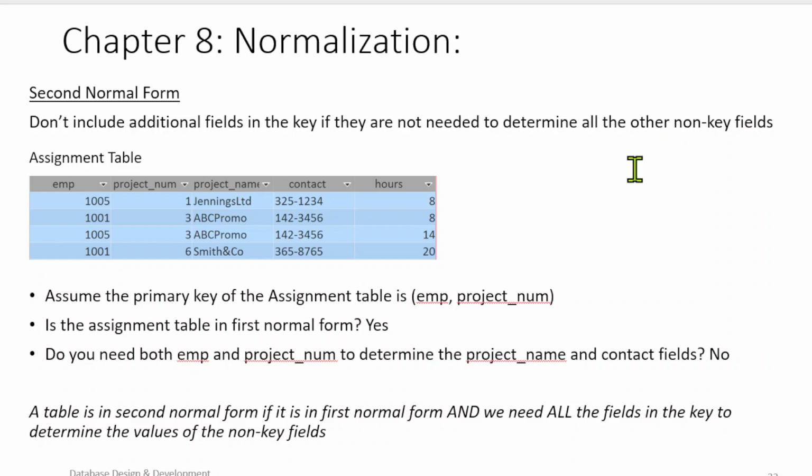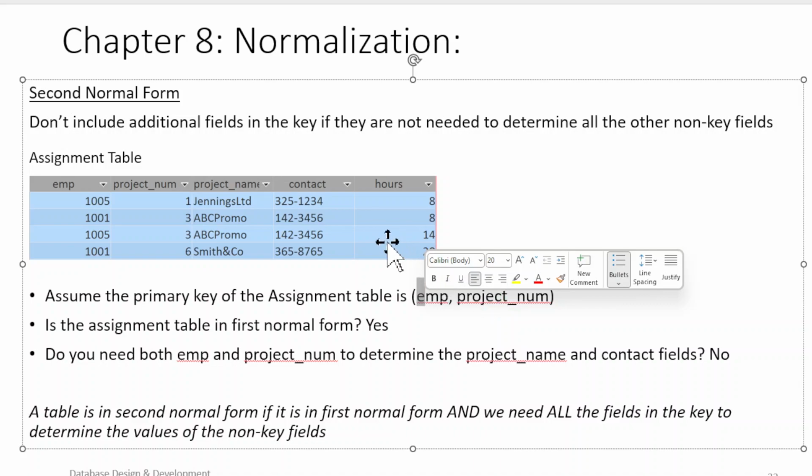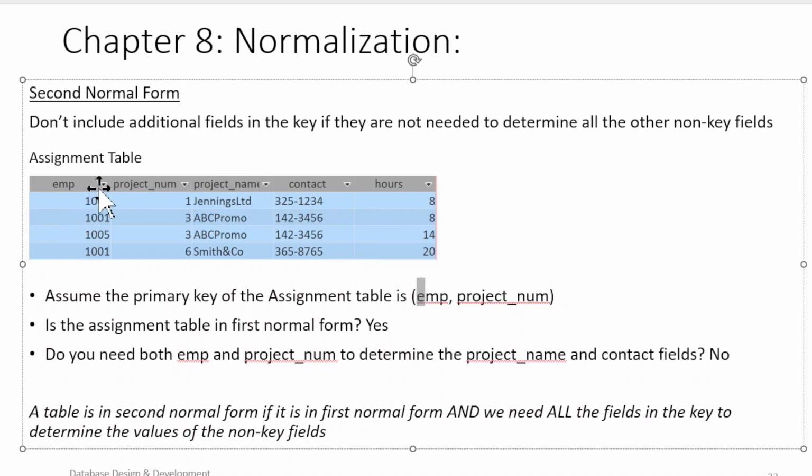So when you have multiple keys, especially a concatenated key like we're using here, which is employee and project number, can I gather information about one or the other? You'll notice the project numbers are related to a project name and a contact. And you'll notice the contact is related to the project number, because you've got two different employee numbers here, and they've got the same phone number. So basically, I can gather these three rows just by looking at this project number. I do not need to know what employee or any of this stuff.